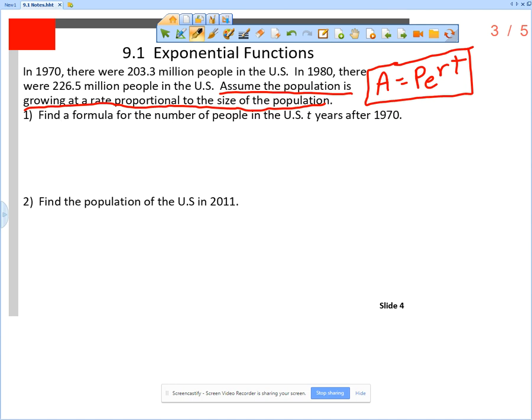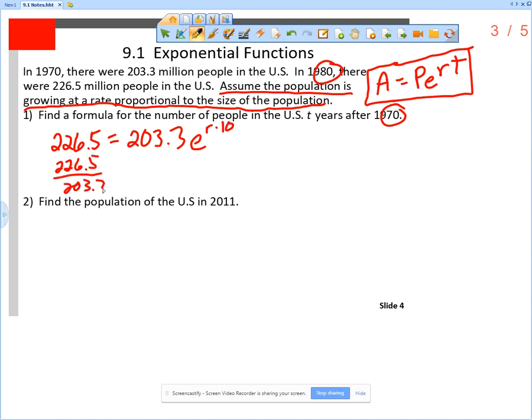All right, so that means the amount after 10 years was 226.5, and that equals the principal amount, 203.3, times e to the r, which we don't know the rate, times time. 10 years elapsed from 1970 to 1980. And so what we want to do is solve for r. So I divide by 203.3. So 226.5 divided by 203.3 equals e to the r times 10.